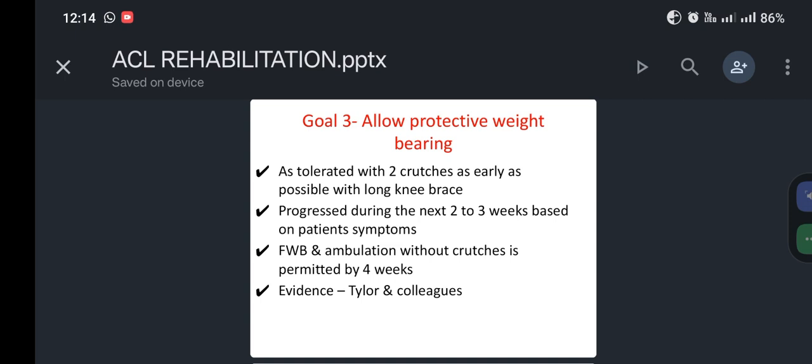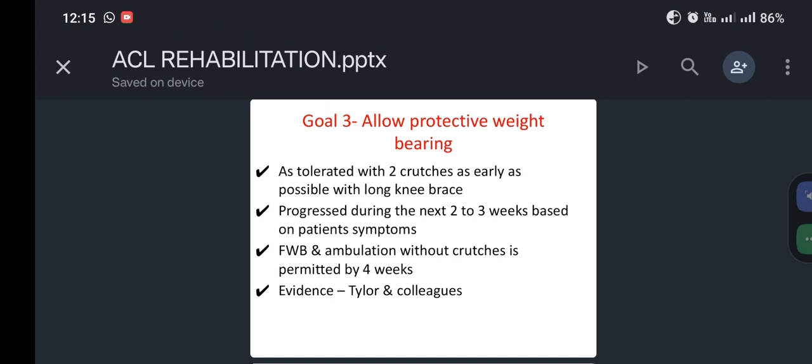The third goal for phase 1 is to allow protective weight bearing. As tolerated, with 2 crutches as early as possible and a long knee brace, protective weight bearing can be started. Progress during the next 2 to 3 weeks based on the patient's symptoms, from partial weight bearing to full weight bearing. Full weight bearing and ambulation without crutches is permitted by week 4 after the post-operative period.